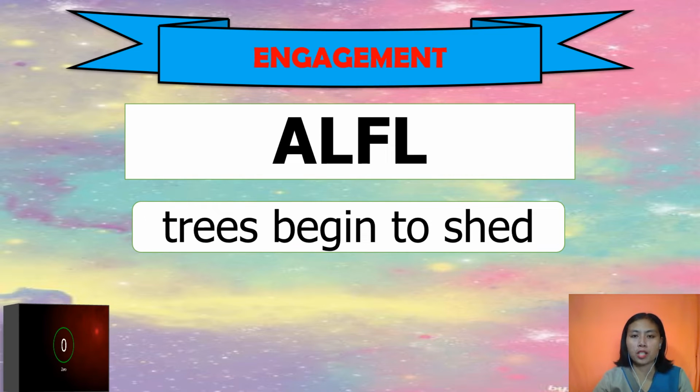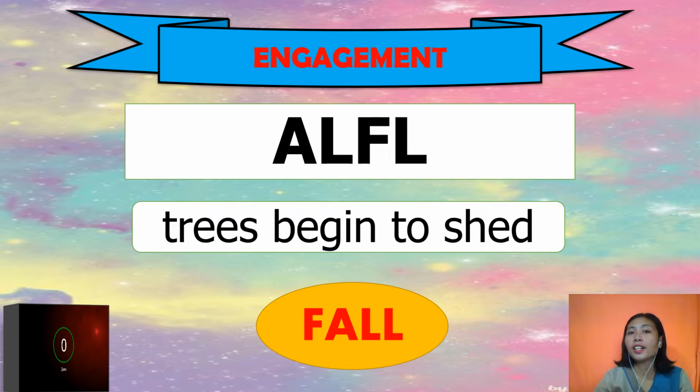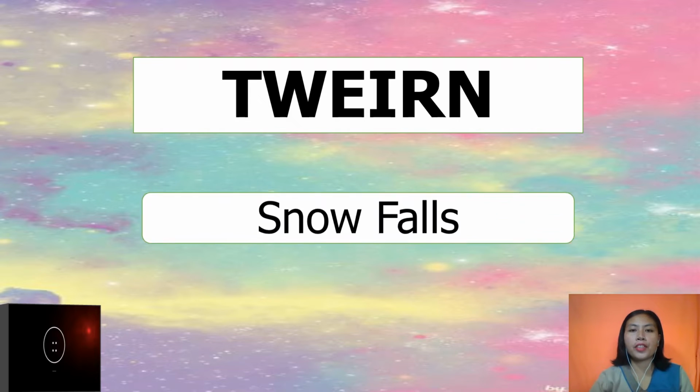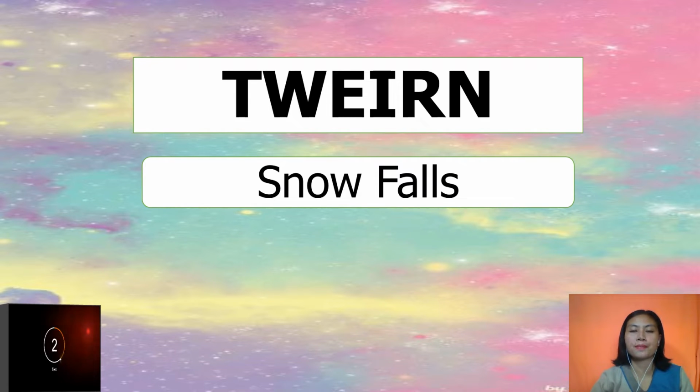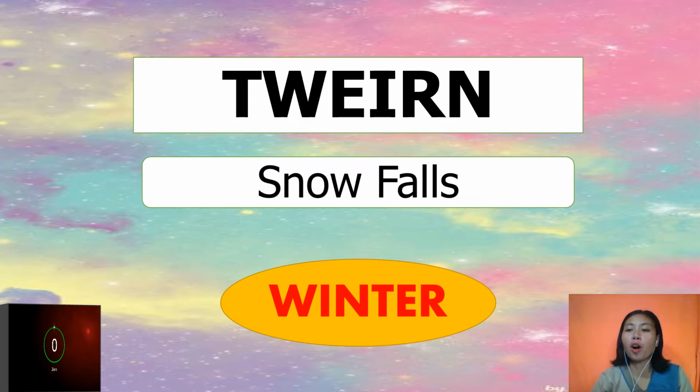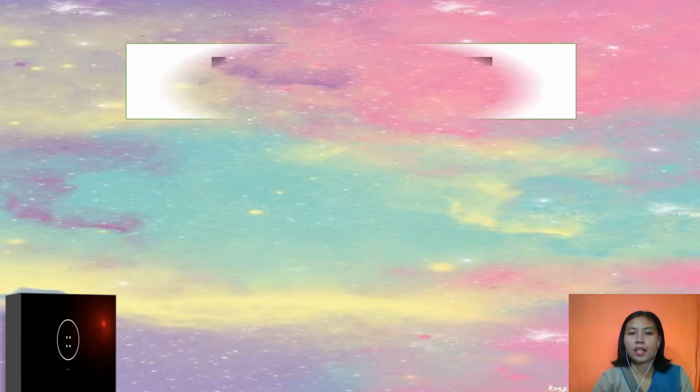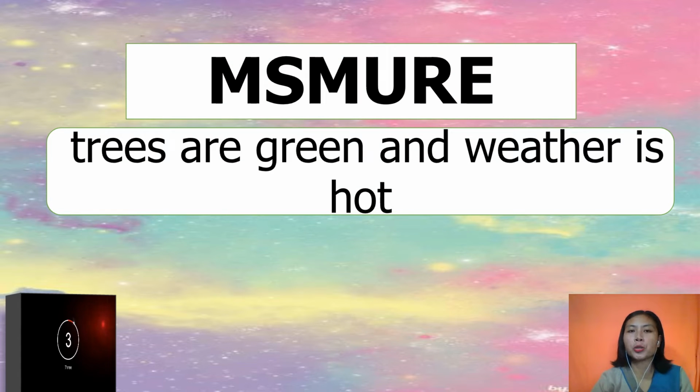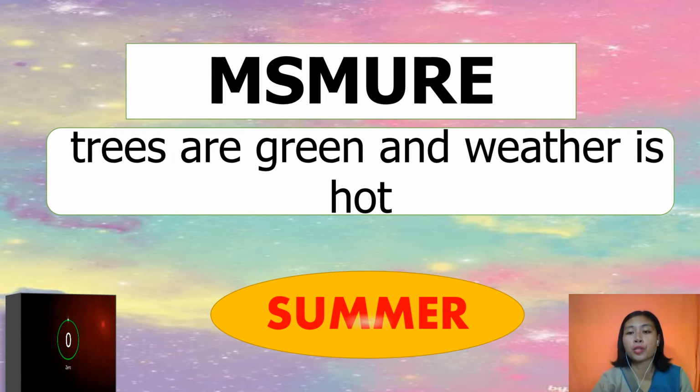If your answer is fall, you are correct. Second, the meaning is snow falls. What season is this? If your answer is winter, you are correct. Third, and the meaning is trees are green and weather is hot. What season is this? If your answer is summer, then you are absolutely correct.